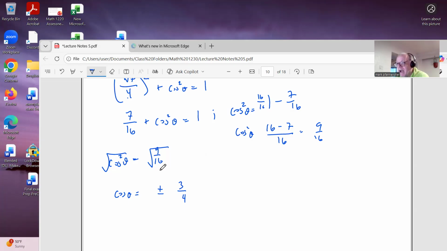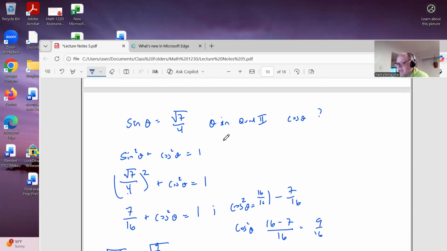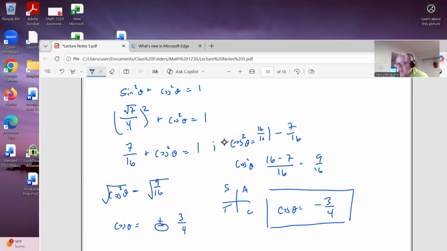Is it plus or minus? Well, which quadrant is it in? I know that theta is in quadrant 2. Remember, all students take calculus. Sine is positive in quadrant 2, but cosine should be negative in quadrant 2. So my cosine of this angle is going to be negative 3/4. And that's how you're going to solve some of these problems.